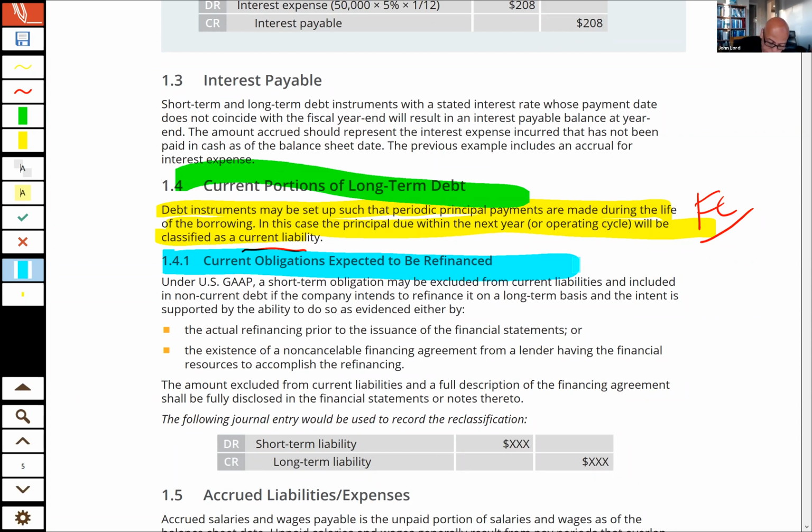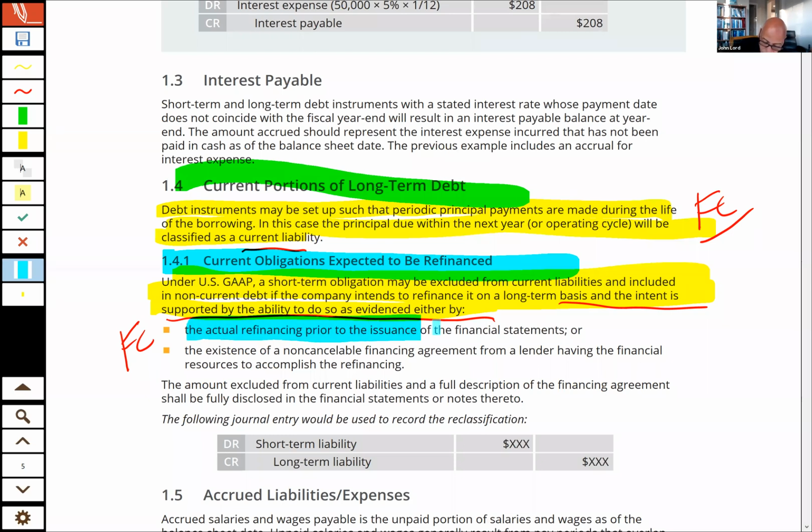Okay, so let's take a look. Under US GAAP, a short-term obligation may be excluded from current liabilities and included in the non-current if the company intends to refinance it and the intent is supported by, okay, and let's just go ahead and flashcard the support we need here. You could put that yellow part on the front of the flashcard and then say, what is the evidence that would allow us to take what we think would be current and put in the non-current, because I'm going to refinance it on a long-term basis.